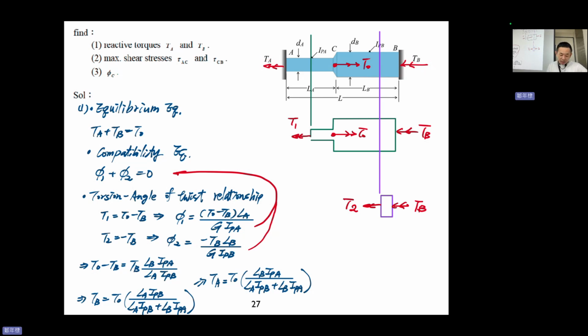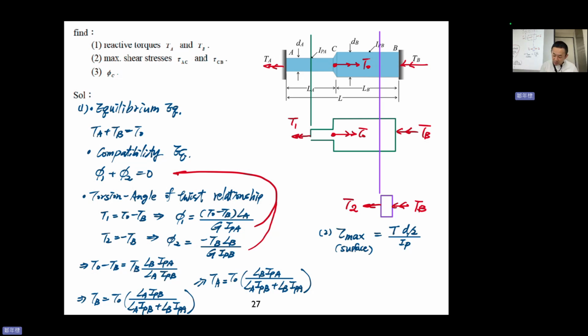Okay, what are the maximum shear stresses? Tau AC in section 1 and tau CB in section 2. What is the maximum shear stress? Well, maximum shear stress means surface, right? Surface. Okay, so all we need to do is T times D over 2 and IP, but I'm not going to write all the stuff.